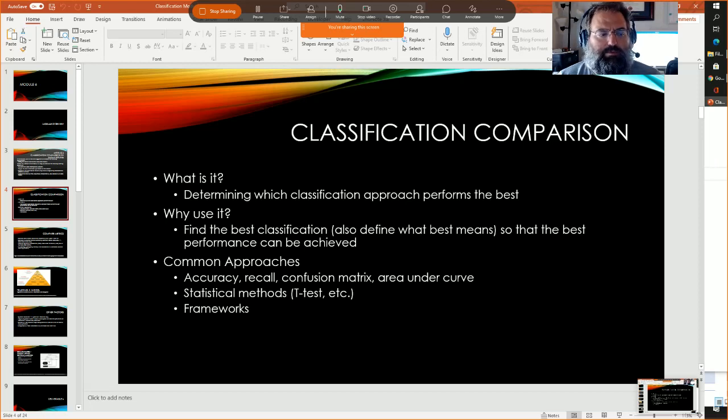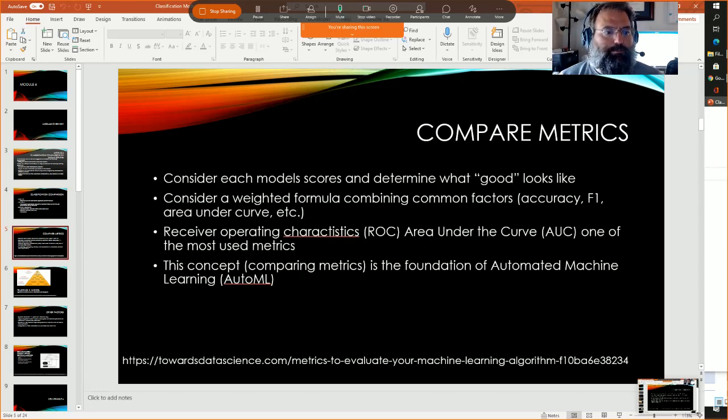And you're likely going to be using some form of a framework, and you may be moving into things like AutoML as well, where you define the characteristic of what is good and what is best, and then optimize accordingly, maybe even in a programmatic way. So when we talk about comparing metrics, you want to consider the model scores and determine what good looks like. You may want to have a weighted formula, depending upon if a false negative is really bad, then maybe you want to adjust your determination of what it is.